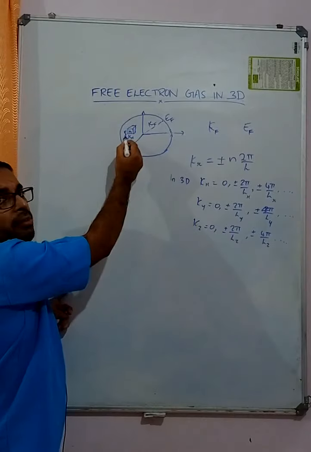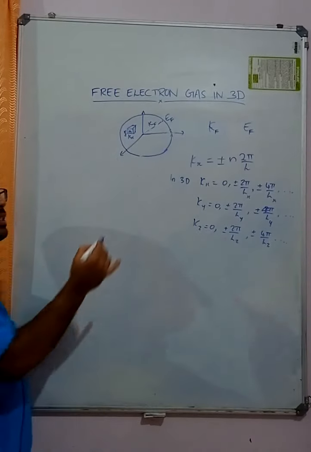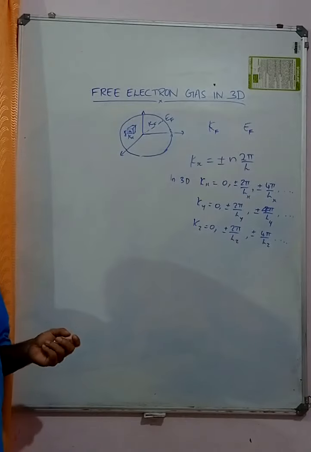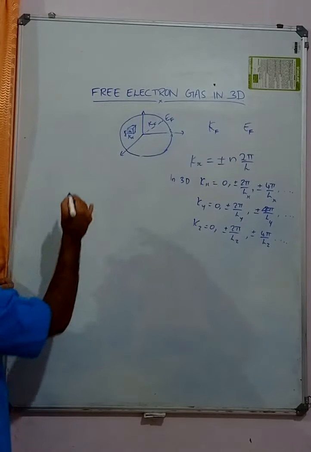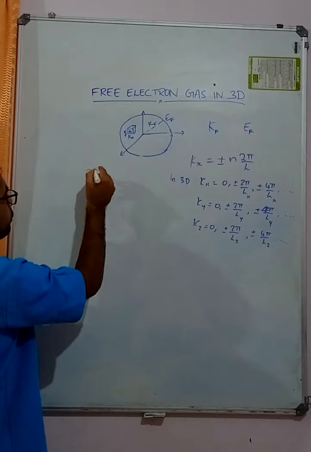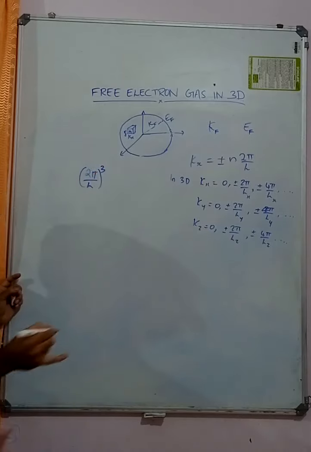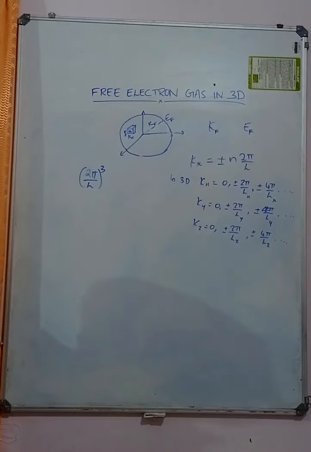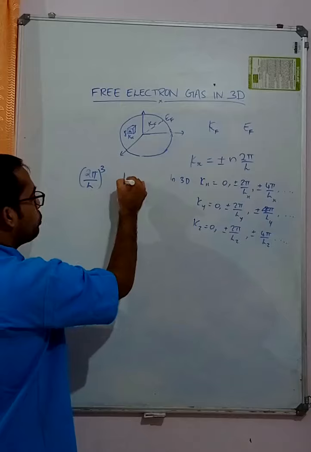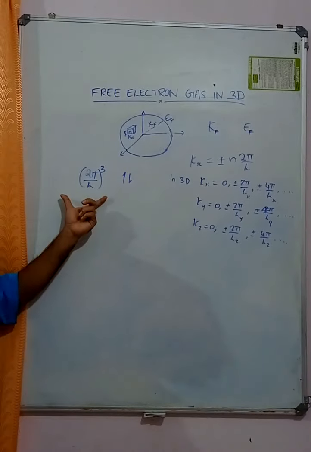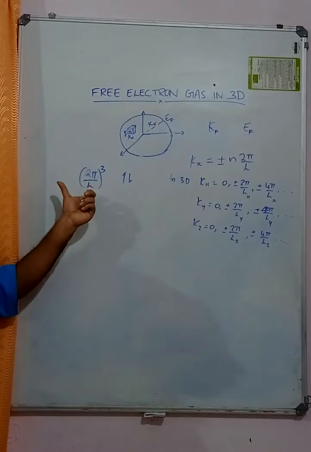Since the dimension along the x, y and z directions of this particular rectangular box is 2 pi by L, within a volume of 2 pi by L all cube, there exists a k value. For a particular k value, there exist two electrons, one with up spin and one with down spin. So there can be two electrons corresponding to one k value.